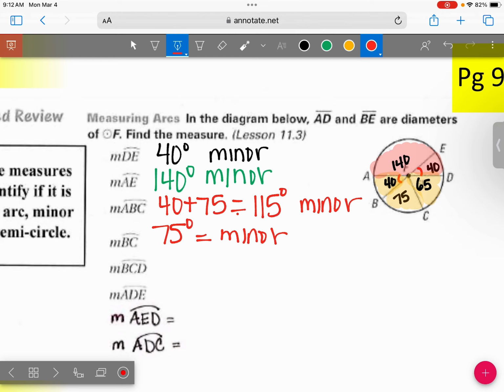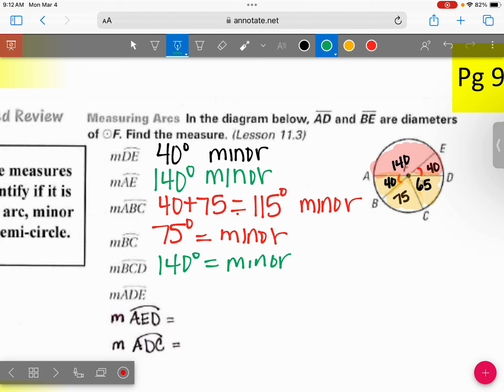All right, what did you get for BCD? What did you get, Stephen? 140. Anybody else get 140? Raise your hand if you got 140. All right, BCD. B to C to D would be 75 plus 65, which is 140, which is a minor.